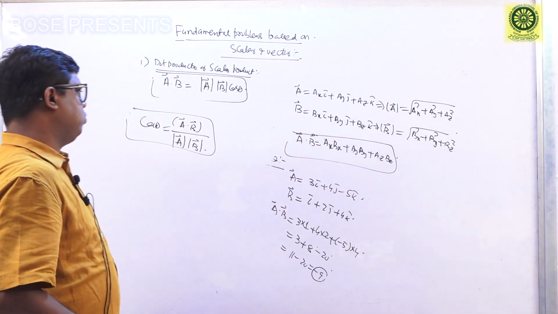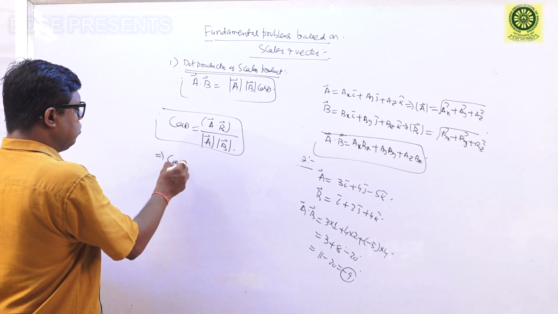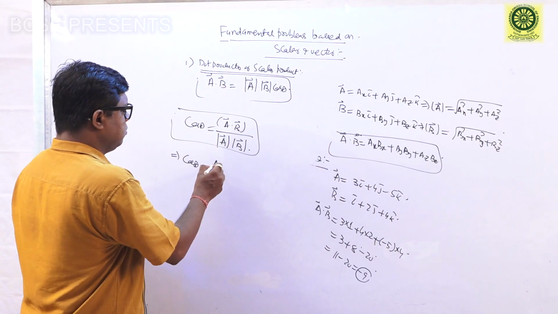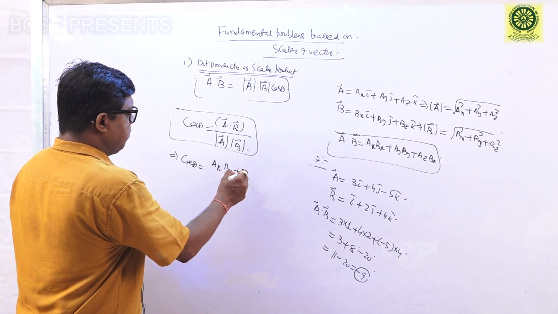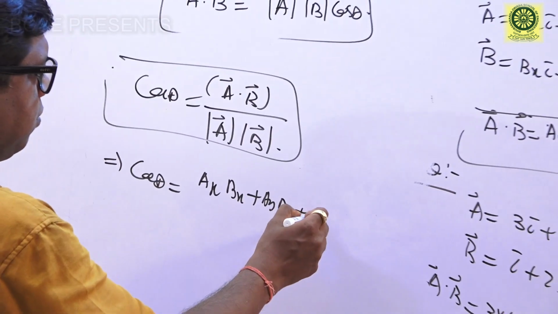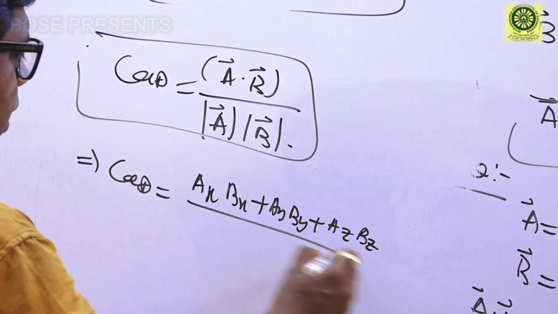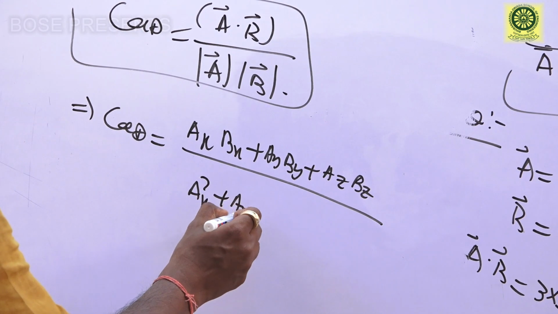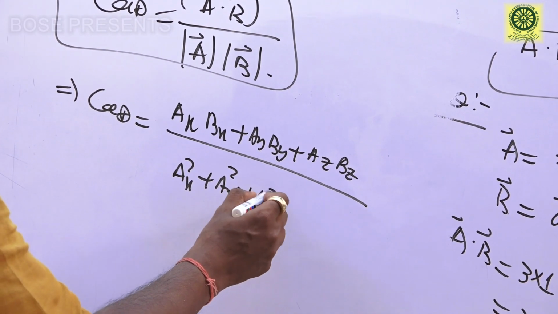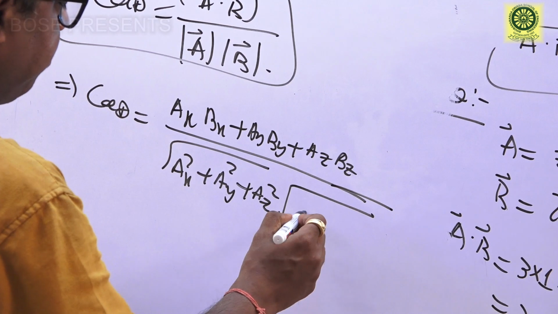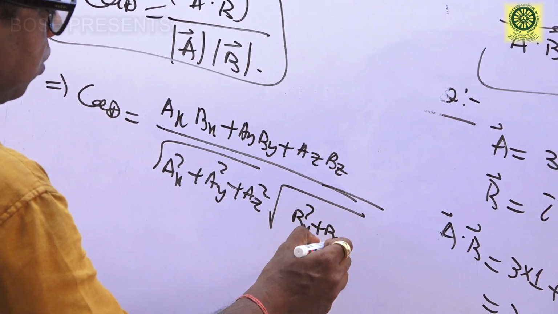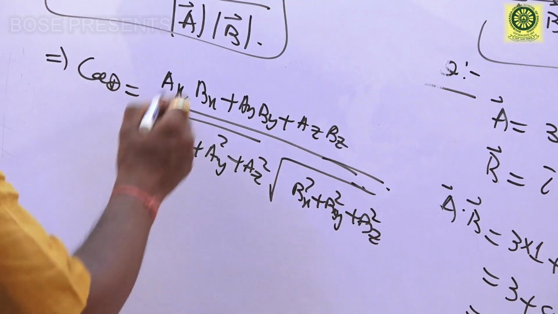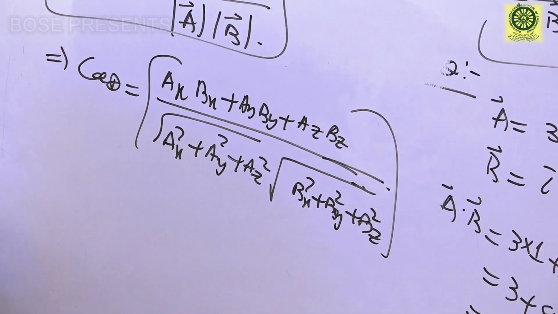So we can calculate cos theta is equal to A dot B, Ax Bx plus Ay By plus Az Bz, divided by A magnitude, the square root of Ax square plus Ay square plus Az square, into the square root of Bx square plus By square plus Bz square. So in this way we can calculate the angle between the two vectors.